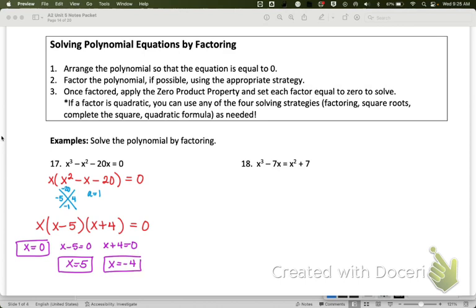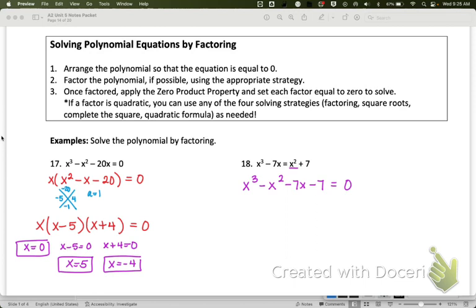Okay? Let's look at number 18. First thing, it is not equal to 0. So let's subtract everything to the left and put it in standard form order. So I have x cubed. I'm going to subtract x squared from both sides, so that makes it minus x squared. Next would come minus 7x, and then I'm going to subtract 7 from both sides, so I get minus 7 equals 0. Do not forget your equals 0.